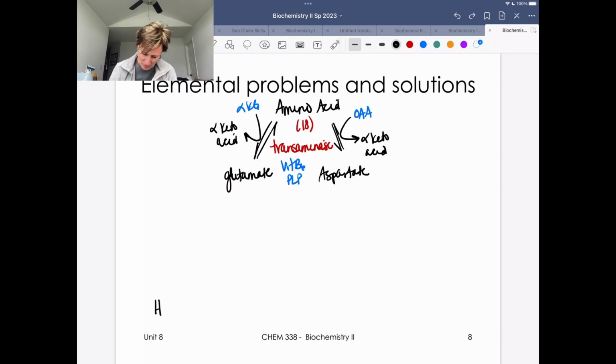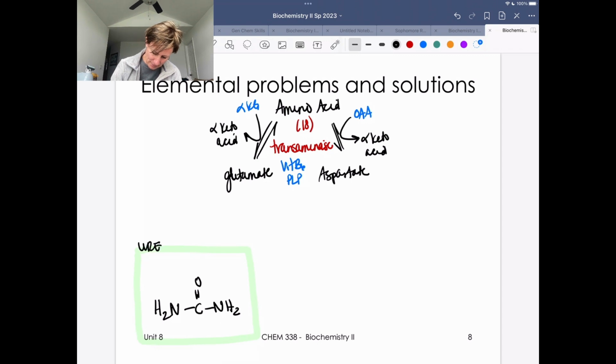I'm drawing it like it's an amino acid, but it is H2N. Okay, this is the structure of urea. So what we're going to do is talk about how we build urea. We are not going to go through the details of the urea cycle, but building urea is what the urea cycle is about. So again, this is the urea cycle. Is all about building urea. So we're going to talk about how we build the different pieces.